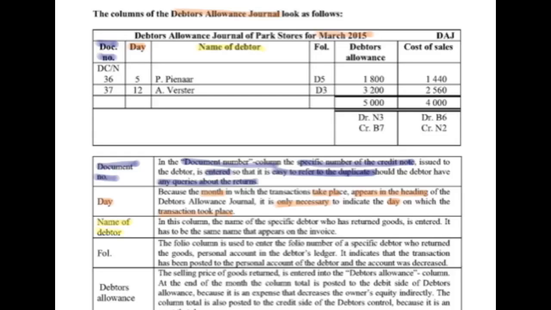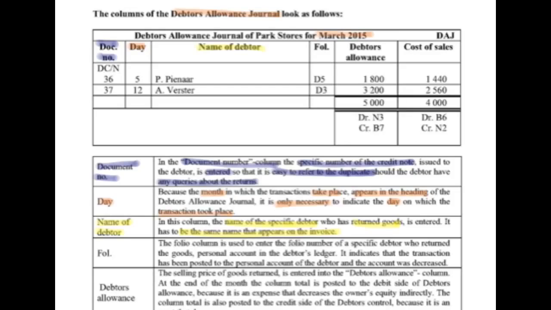In the name of debtor column, the name of the specific debtor who has returned the goods is entered. It has to be the same name that appears on the invoice, and also the same name that I would take this entry to in my debtors ledger.